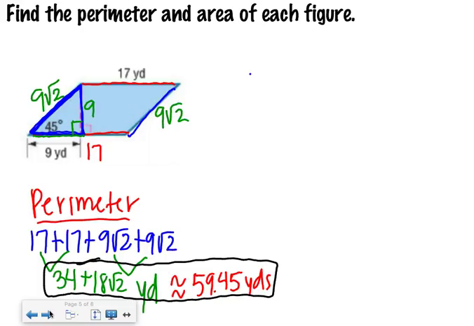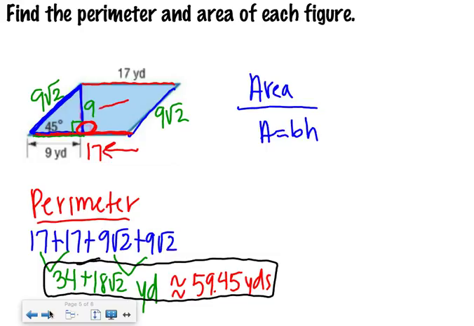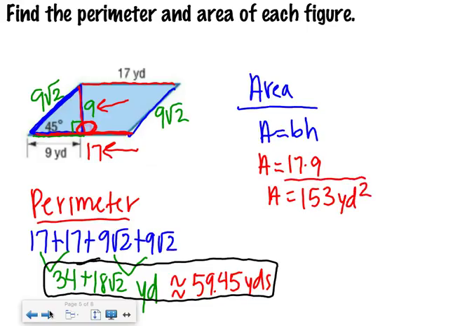Now if we look at our area, again, area is just our base times our height. Let's see if we have our info given to us. We look like we have enough because if I look at my right angle right here, what two sides make it? This one down here, which is 17. And we found our height to be 9. So if we crunch this out, 17 times 9, our area is going to give us 153 yards squared.